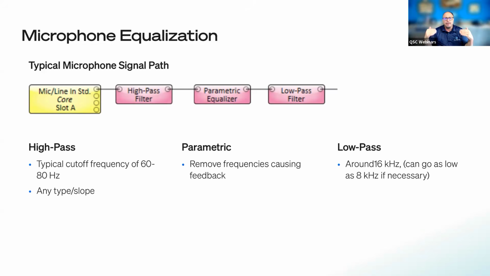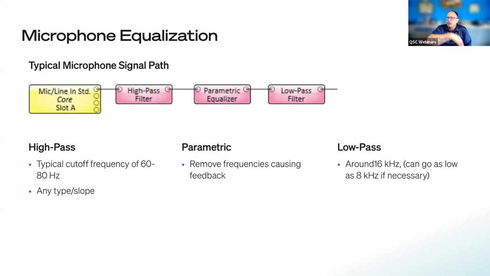We're just going to talk about some of the best practices and rules of thumb, and there's going to be places where you may deviate from that. So typically what you'll see is a high pass filter at the beginning, any type, any slope. We don't have any hard stance on that. That's up to you. You can do more research on those and see what you would like.